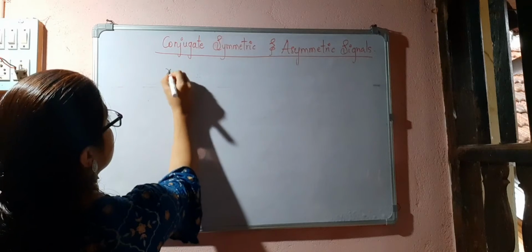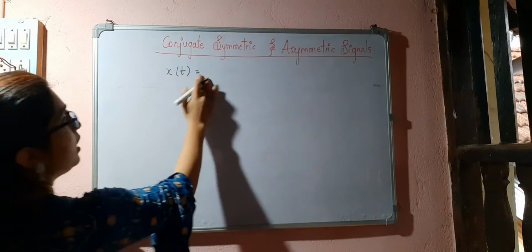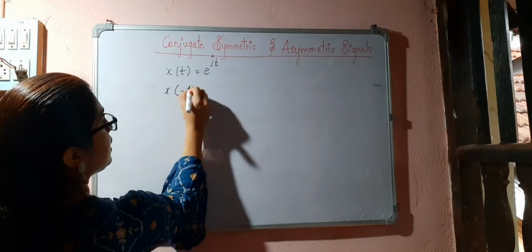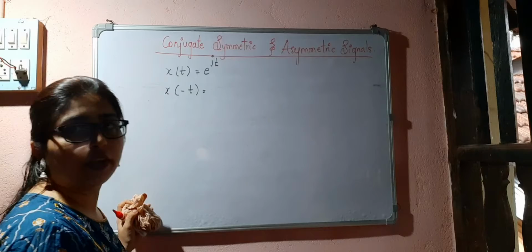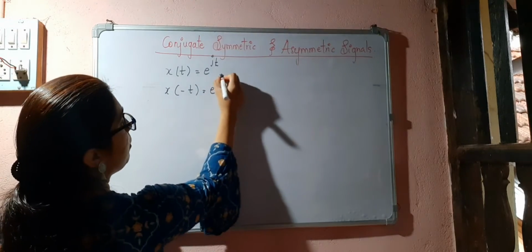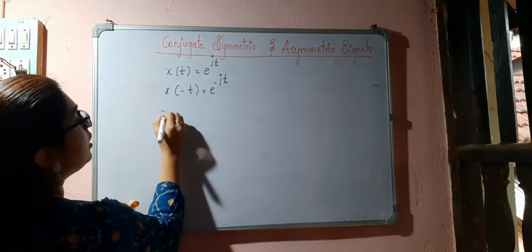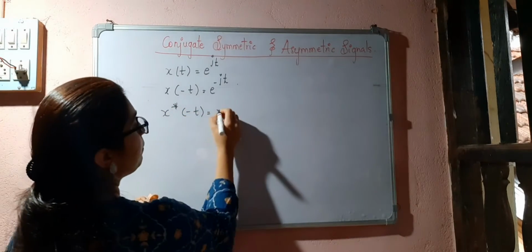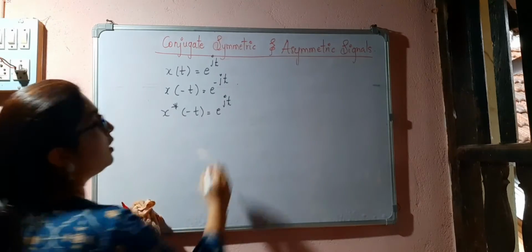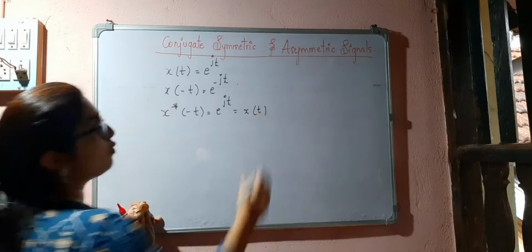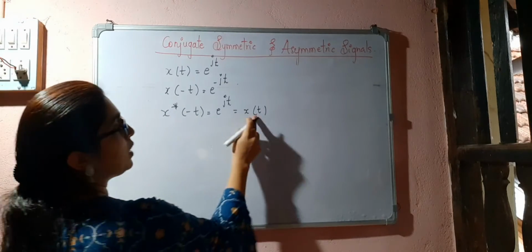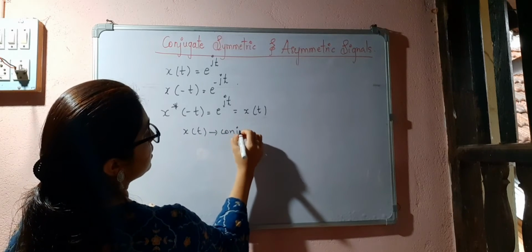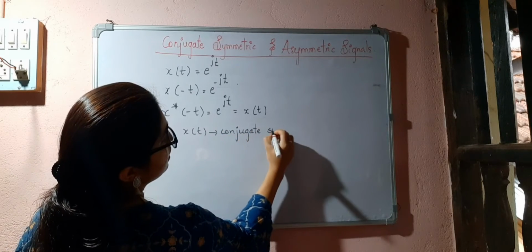So I will consider a signal x of t, that is e to the power of jt. Now if I take the time reversal of this particular signal, this will become e to the power of minus jt. Now if I take the conjugate of this, it becomes e to the power of jt, that is nothing but x of t. X conjugate of minus t is equal to x of t. So I can say that x of t is a conjugate symmetric signal.